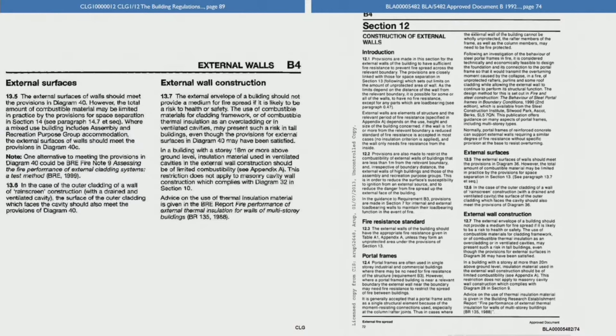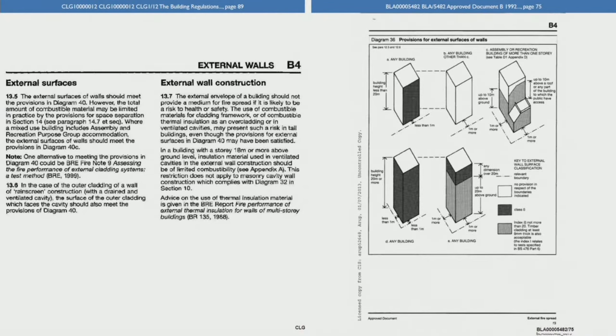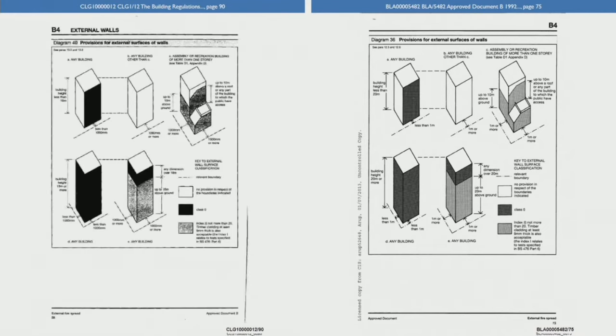Now, both diagrams stipulate class naught, don't they? Let me show you that. Page 75 and page 90. So right-hand side, if we go forward a page, and left-hand side, if we go forward a page. Both versions there. It's diagram 36 and diagram 40. Both versions there stipulate class naught, don't they? Yes. And the only difference was the height. On the right-hand side, which is the 1992 version, it was 20 metres, and on the left-hand side, 2000 amendment, 18 metres, yes? Yes. Both say class naught, yes? Yes.